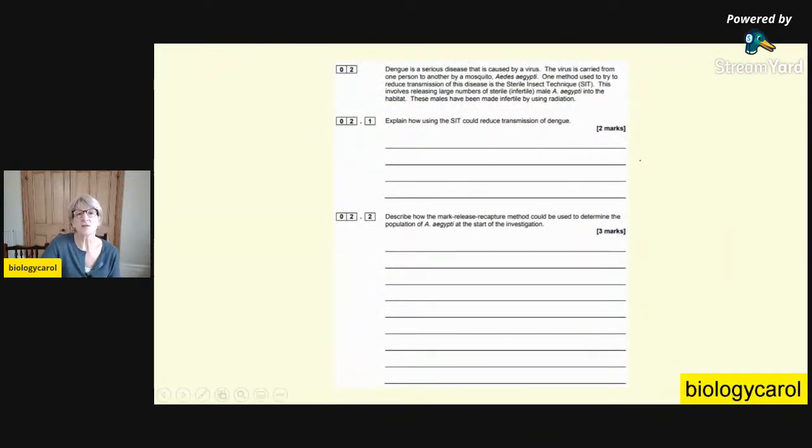Dengue, serious disease caused by a virus. It's carried by the mosquito Aedes aegypti, I think. One method to try and reduce transmission is sterile insect technique. This involves making the male mosquitoes infertile using radiation, basically irradiating them. Explain how using the SIT could reduce transmission of dengue.